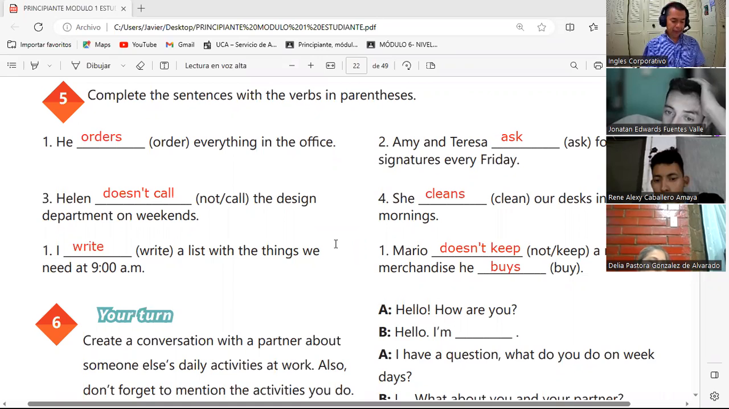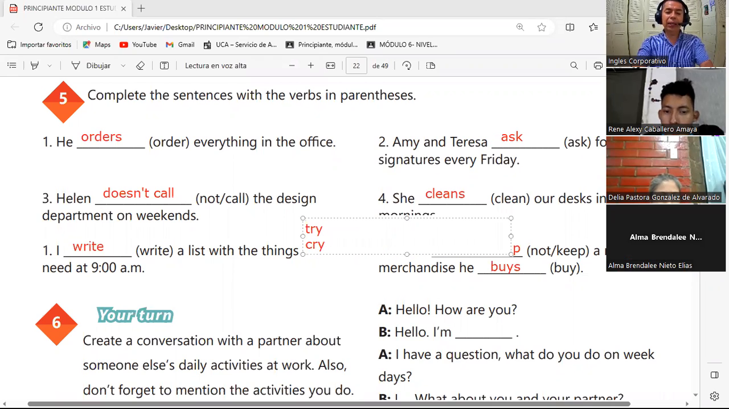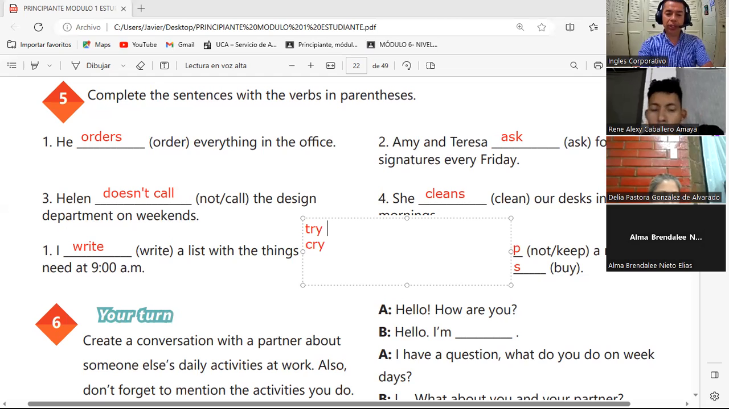Any question? Sure. Yes, tell me. Buy terminal. Okay, this is an exception. ¿Se recuerdan que vimos una excepción ayer? Vamos a verla otra vez. Let me see. Okay. Try, cry, and what else? Try. I don't remember, but this is the rule, right? So we change the Y to I, and then we say tries, right?